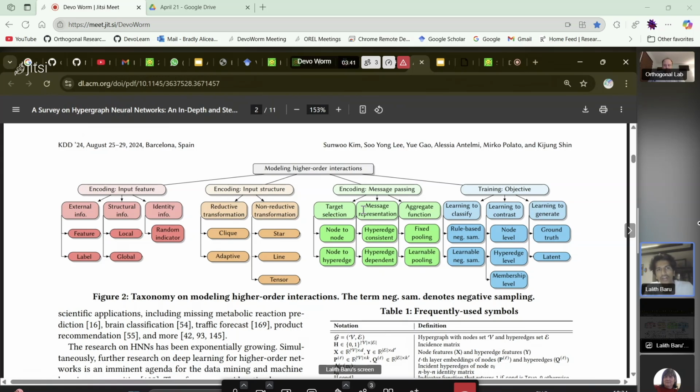And for input structure, we have seen reductive transformations, the transformations which we do, and after doing so, we cannot bring the graph back. That is clique and adaptive expansions. And non-reductive is where we have a hypergraph structure, we can transform it in a certain way, and we can bring it back. Like star, line, and tensor expansions. So these we discussed last week. And this week we're going to understand the message passing mechanisms and the objective that is related to that.